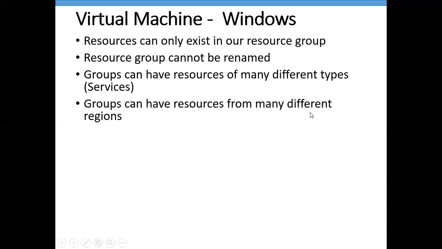Groups can have resources from many different regions also. Now this is a very important point. What are different regions? Whenever I'm going to create a resource group, I have to give two things. One is the name, and the second is I have to select the region. Region means in which data center I want to create that specific resource group. Let's take an example. I have created that specific resource group in the Central India region.